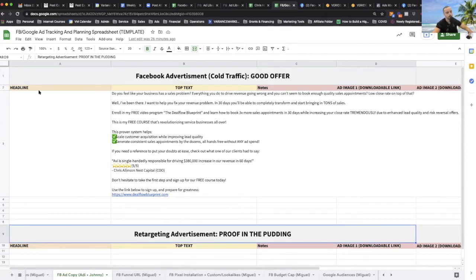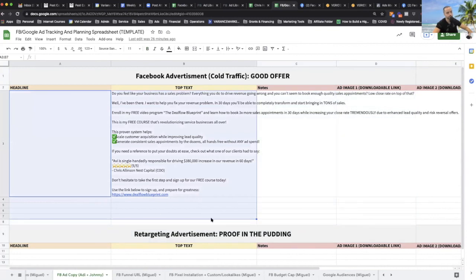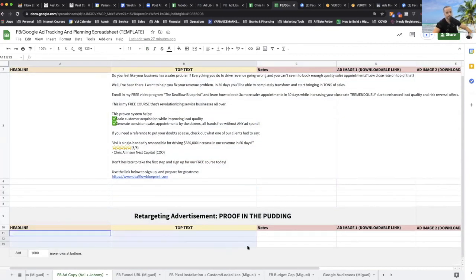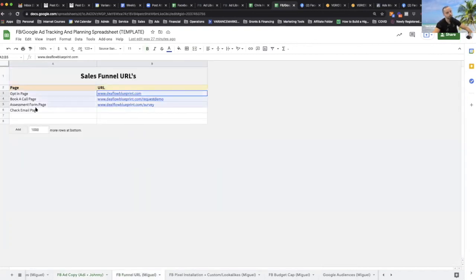So we plan out all the copy from cold traffic. We do about 3 to 5 different offers, and then we plan about 3 different retargeting ads, okay? After that's done, we go ahead and plan out the funnel URL, because you're going to have to push people to each stage of your funnel, right?